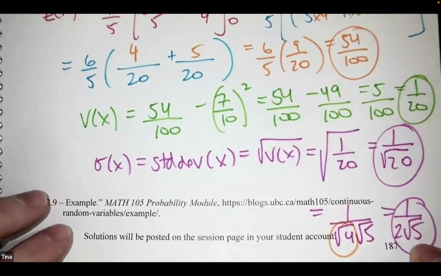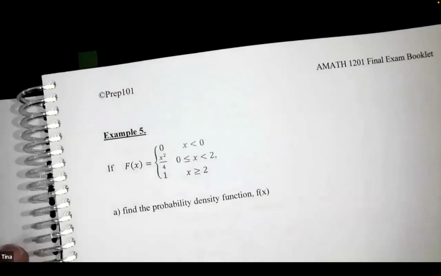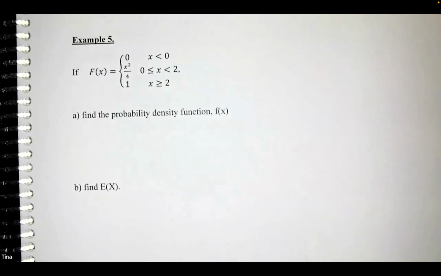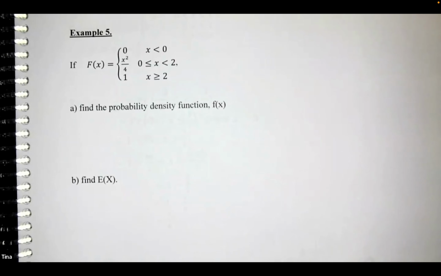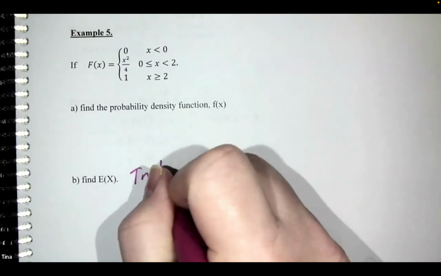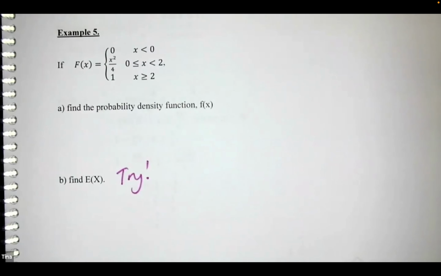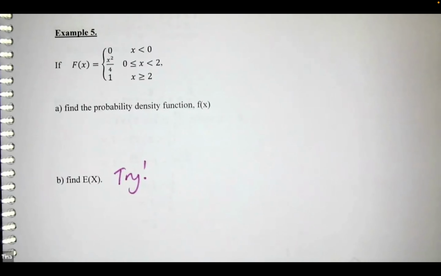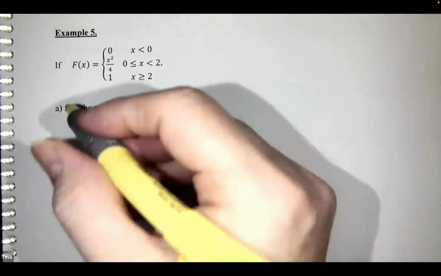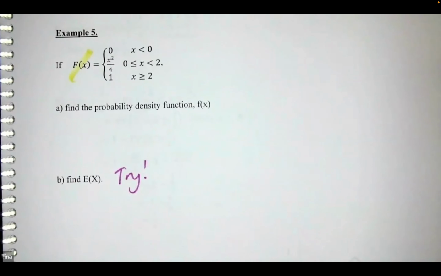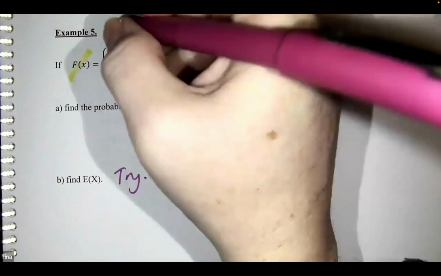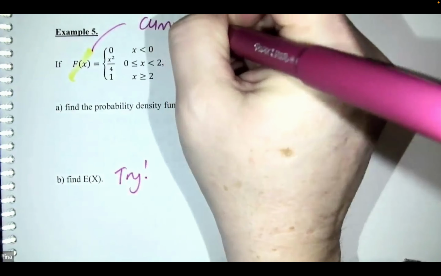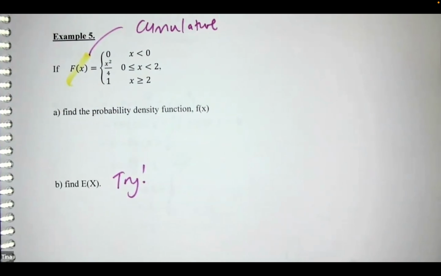Okay, so you've got lots of practice with the mean, E of X, variance, standard deviation. So this one, I'll do part A with you, and I'll let you try the E of X after. Again, you can ask me tomorrow if you need help with it. Notice in this question that what we're given is capital F of X. So what does capital F of X represent? It represents that this is a cumulative function, whereas the other ones were probability functions, we were finding cumulative.